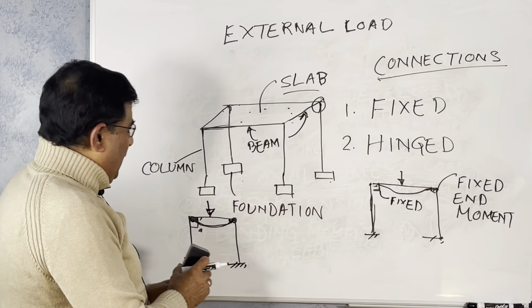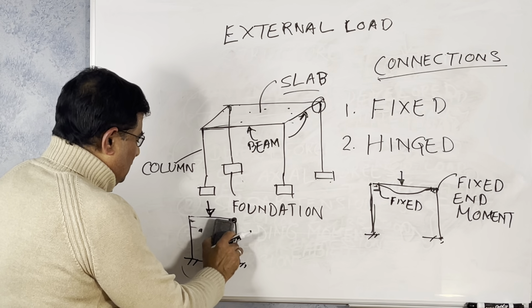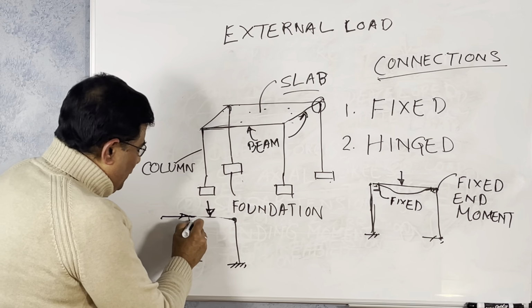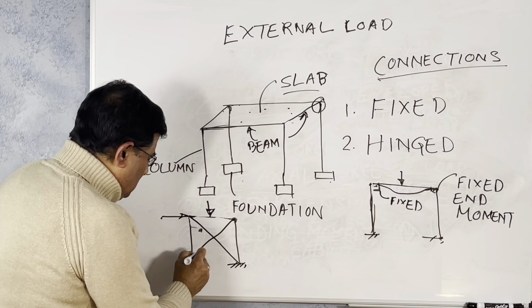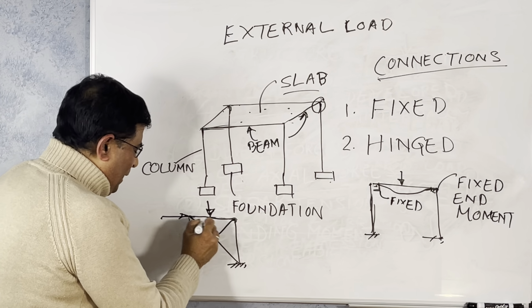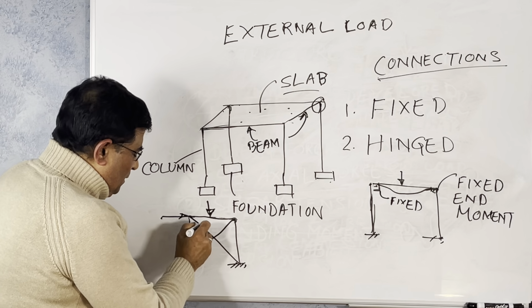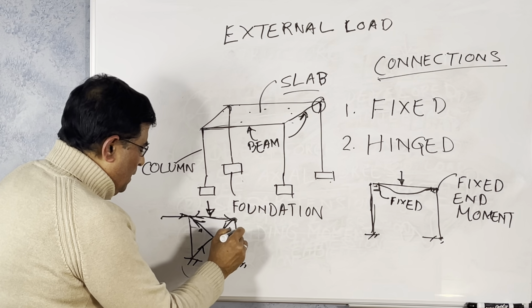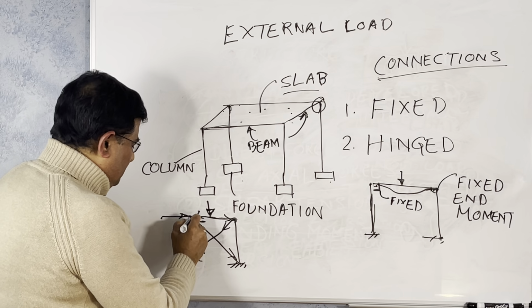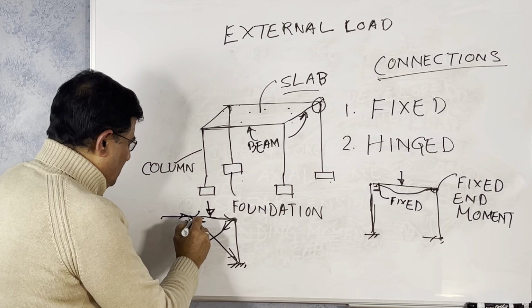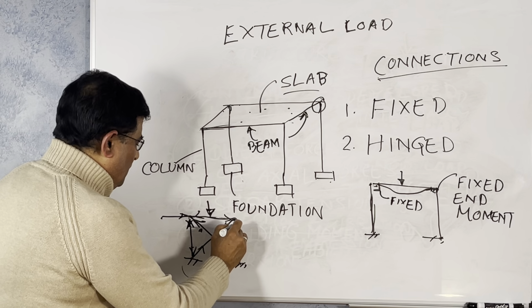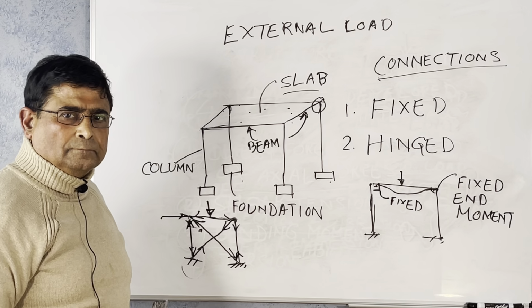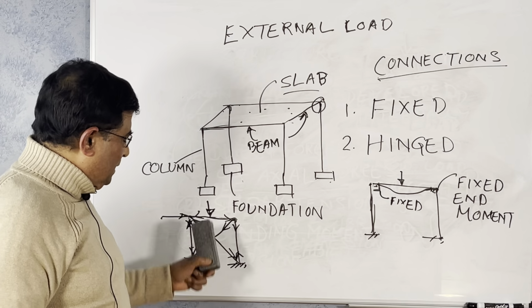These are frames, and when this type of structure is there, to take the moment, suppose there is a lateral force there, we provide a bracing. And with this type, the force is transferred to these members like this. Something like this. So these are called truss.